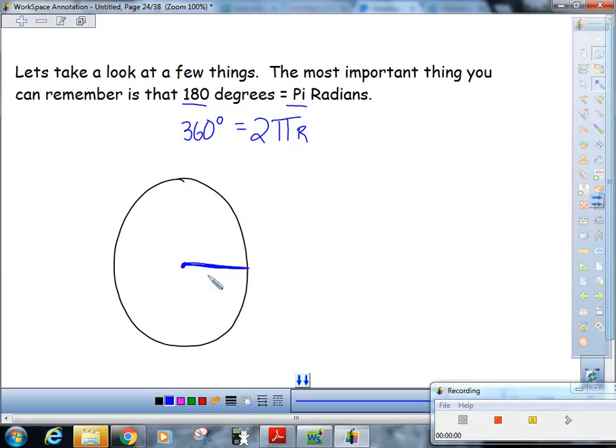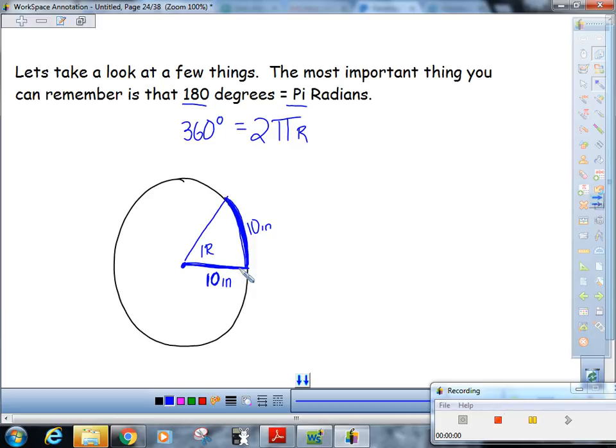Okay? If you had a circle of radius 10, so let's get some units, that's 10 inches. Well, 1 radian is however many degrees of rotation it takes to get an arc that is the exact same distance as the radius.